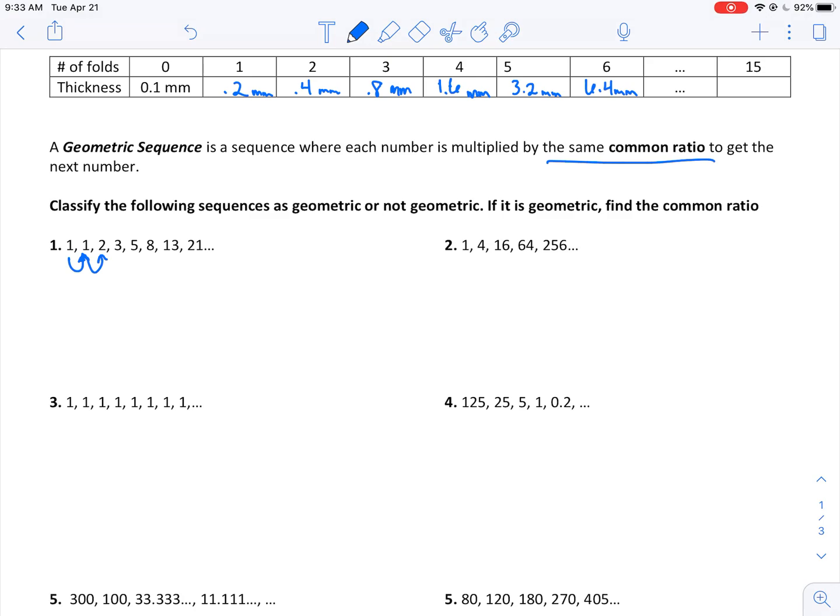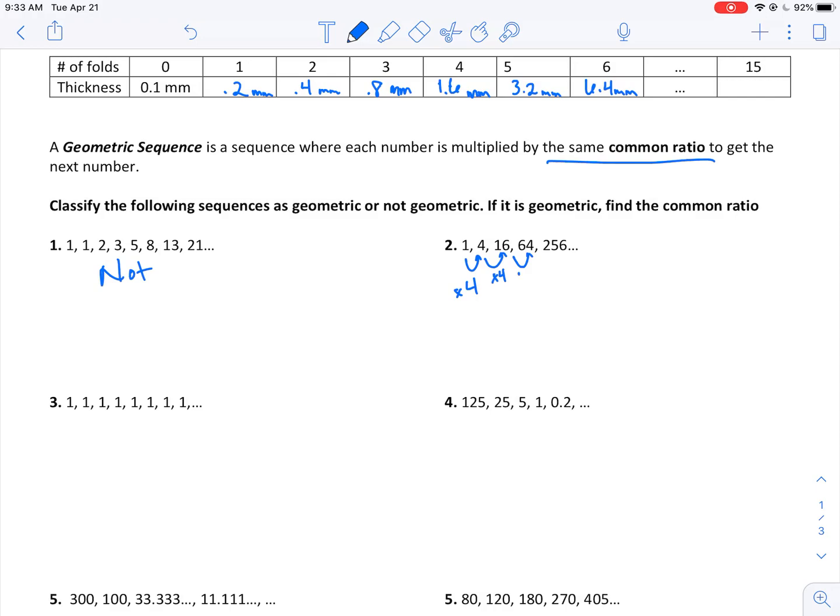So let's look at these first 4 examples. Number 1, what would I multiply to go from 1 to 1? Well, that would be multiplying by 1. Okay, what if I go from 1 to 2? There I'm multiplying by 2. Here I'm multiplying by 1.5, and 1.67, and 1.6. So I'm not multiplying by the same thing every time. These are really different numbers. So this is not geometric.